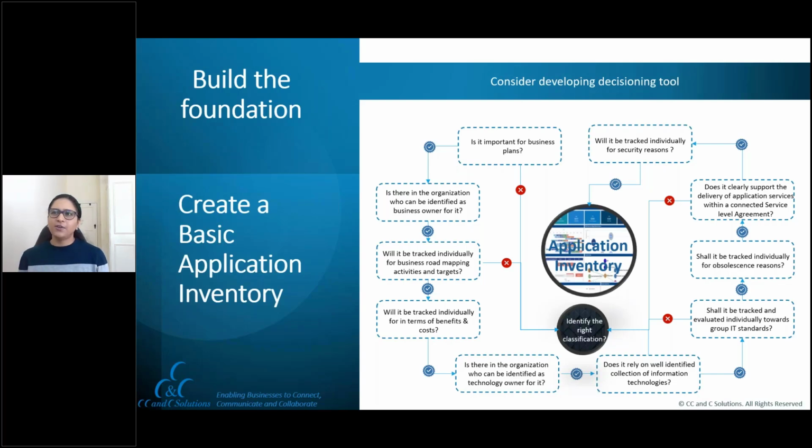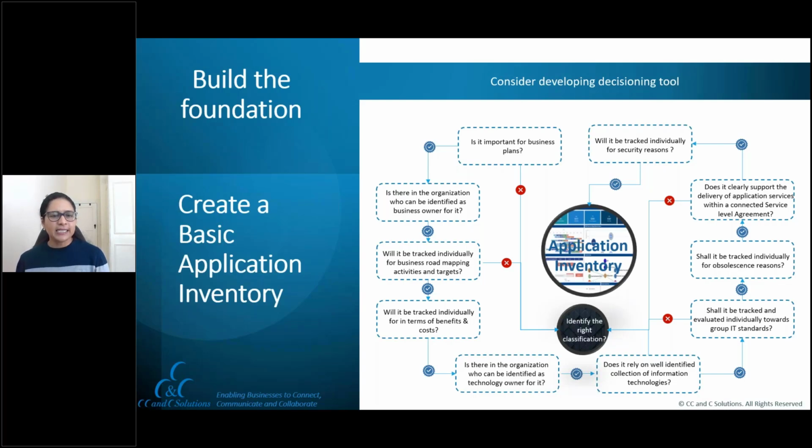On the left-hand side of this screen, there are some criteria related to business. Is there a business owner that you can discreetly identify in the organization? Is it something that the business wants to manage in terms of their roadmap? Is it defining any benefit or cost associated with it that needs to be managed and monitored?